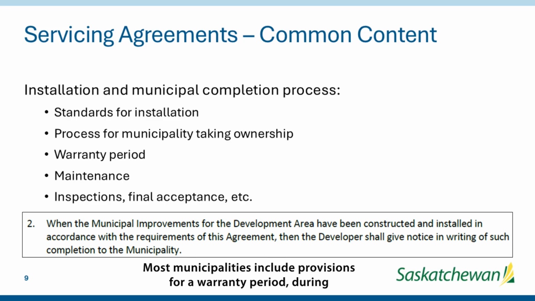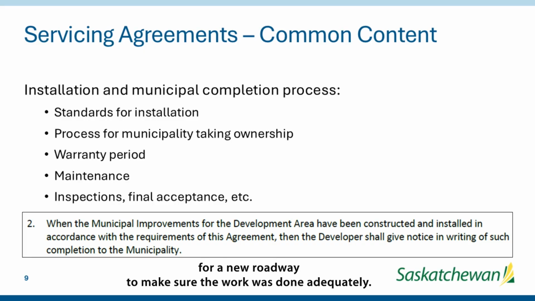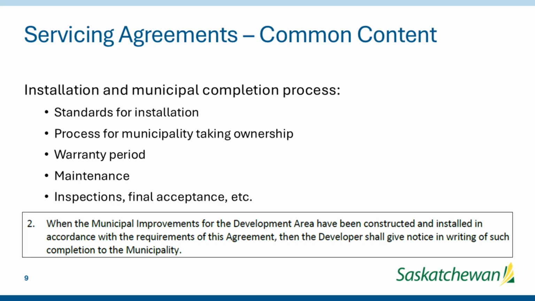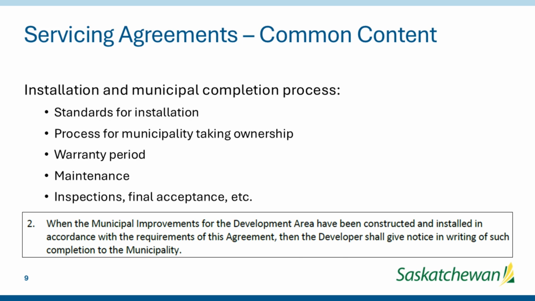Most municipalities include provisions for a warranty period, during which time the proponent is responsible for repairing any deficiencies. For example, there may be a 2-year warranty period for a new roadway to make sure the work was done adequately. Usually, there are a series of inspections by the municipality's engineer before a new service is taken over by the municipality to ensure it was constructed properly and to municipal standards.